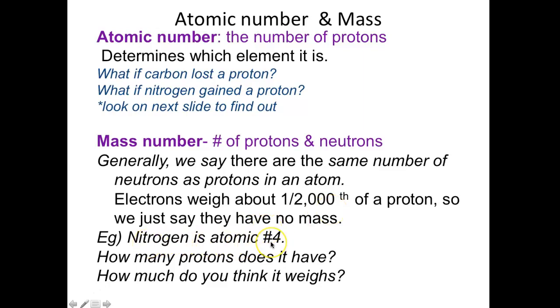Nitrogen is atomic number 4. How many protons does it have? Well, its atomic number is 4, so you know it has 4 protons. How much do you think it weighs? Well, we assume that the protons and neutrons are the same. So if it has 4 protons, it also has 4 neutrons. 4 plus 4 is 8, so it weighs 8 atomic mass units.